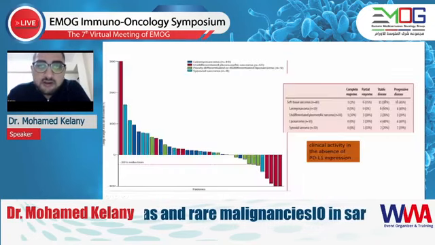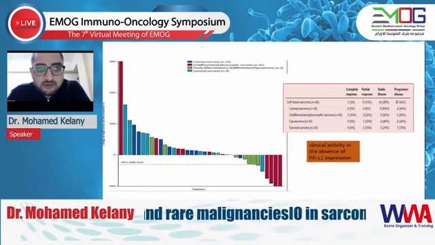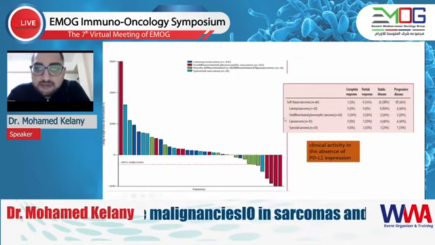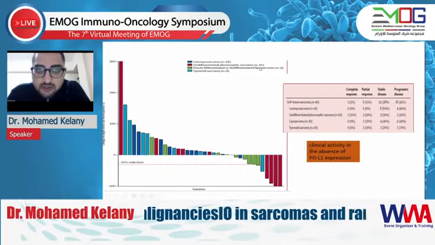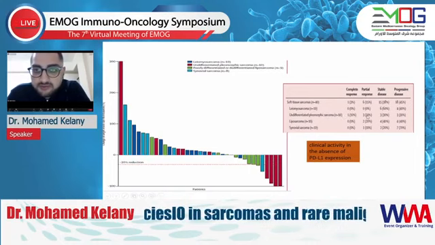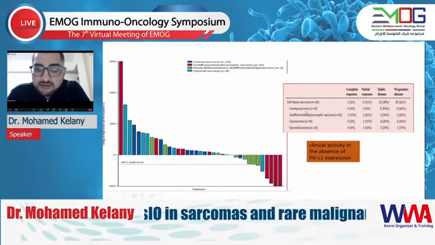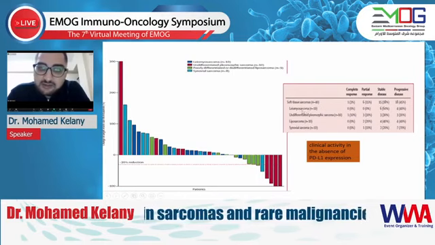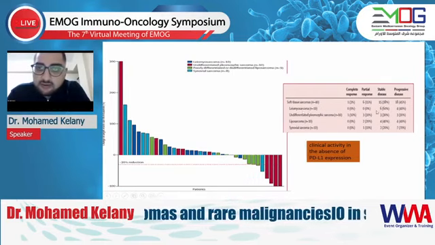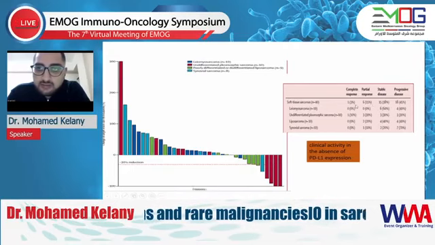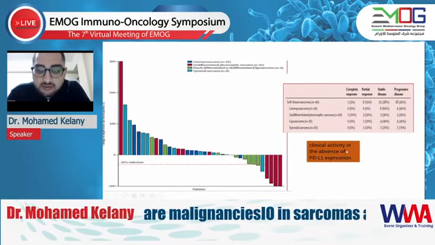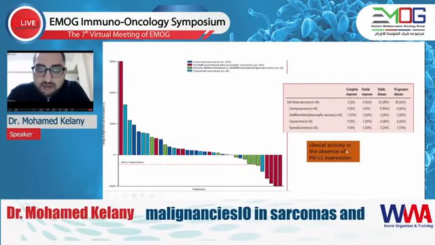If we look at the waterfall plot of the response in soft tissue sarcoma, we see that undifferentiated pleomorphic sarcoma, the most common sarcoma subtype, gave a response, and leiomyosarcoma, the least responsive subtype, gave only stable disease, with no complete or partial response. This clinical activity does not correlate, again, with PD-L1 expression.